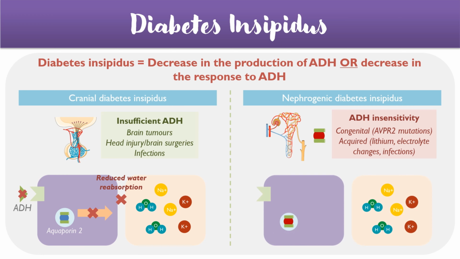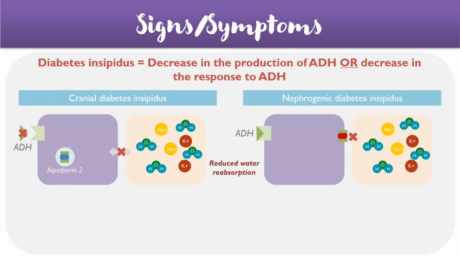What happens in this case is that ADH is still being produced, so aquaporin II channels might still fuse with the cell surface membrane, but for example in the case of congenital mutations, this is an impaired aquaporin, and water is still unable to be reabsorbed back into the blood. So as you can see, in both cranial and nephrogenic diabetes insipidus, there's reduced water reabsorption back into the blood, meaning that more water is lost in the urine, and polyuria is often the first symptom which patients complain of.